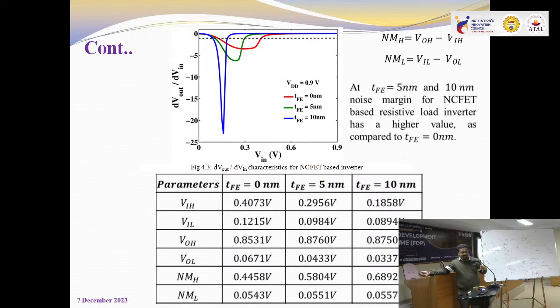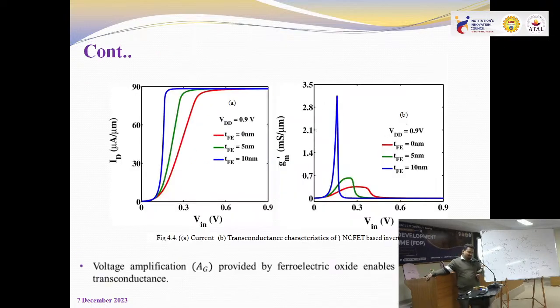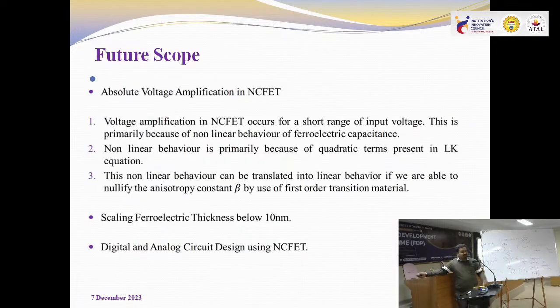There are two ferroelectric materials known as second order and first order. At present, whatever I have shown you is a second order ferroelectric material, and there is one more material known as first order ferroelectric material. In that, alpha and beta both are negative. Like here alpha was negative, beta was positive. So we will be trying to cascade those two ferroelectric materials, which will lead to cancellation of the anisotropic constants alpha, beta. If we are able to suppress these non-linear terms, then we will be in a position to get absolute voltage amplification. One was this, and this is what I have written over here.